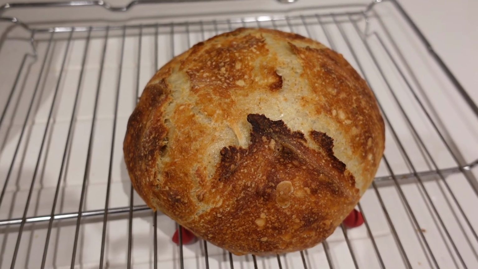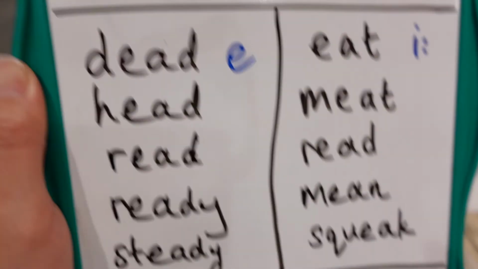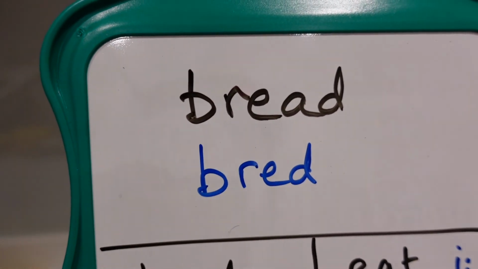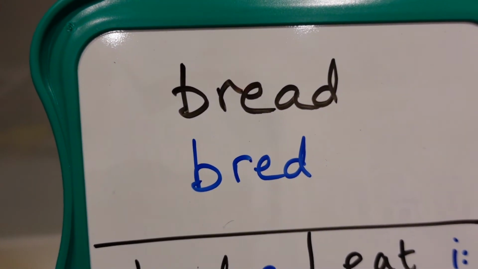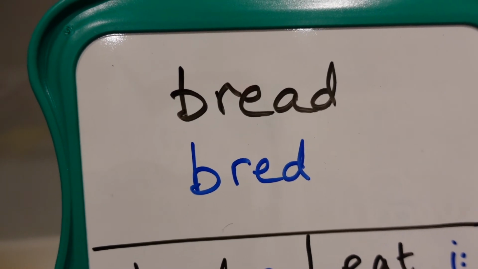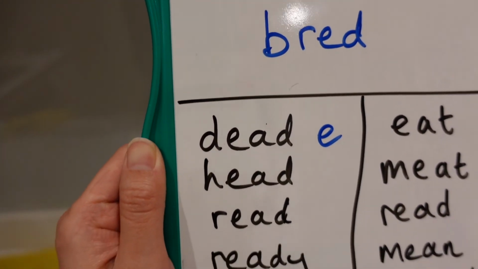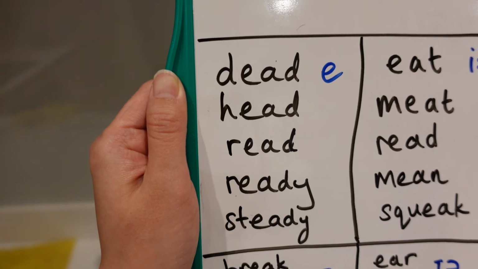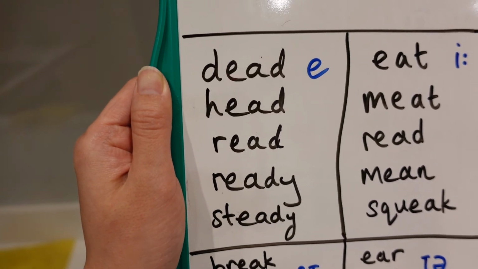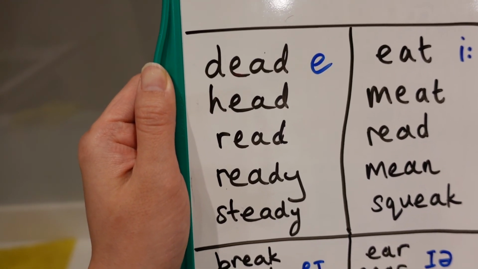And here's the finished bread. Bread. EA spelling sounds like in dead, head, red in the past, ready and steady.